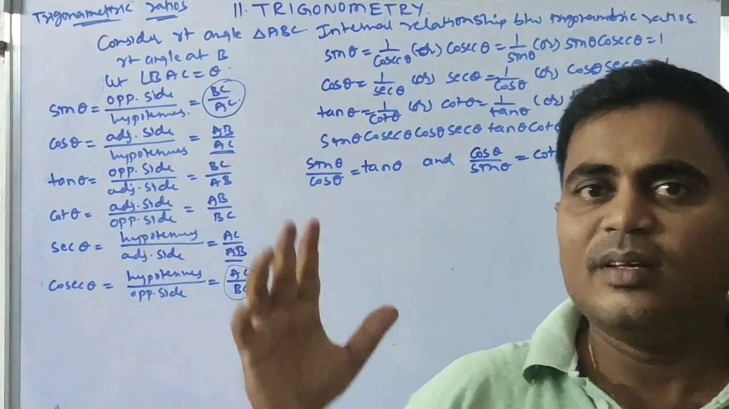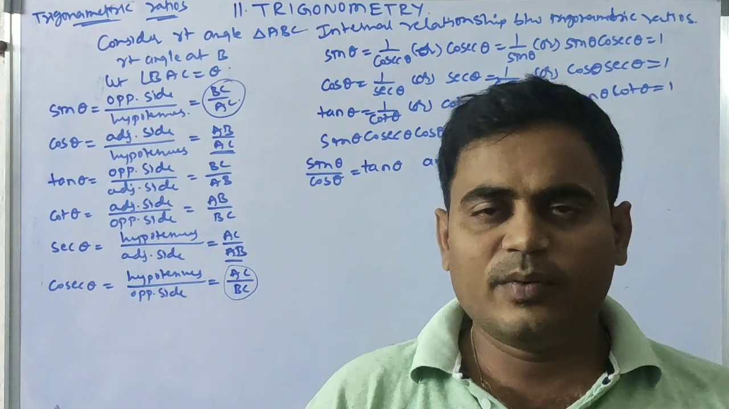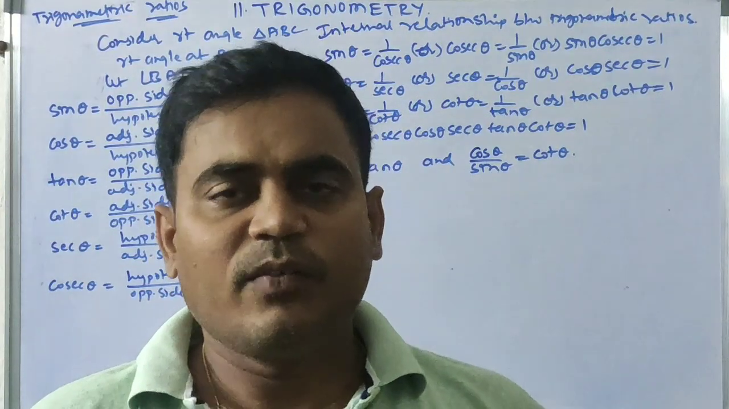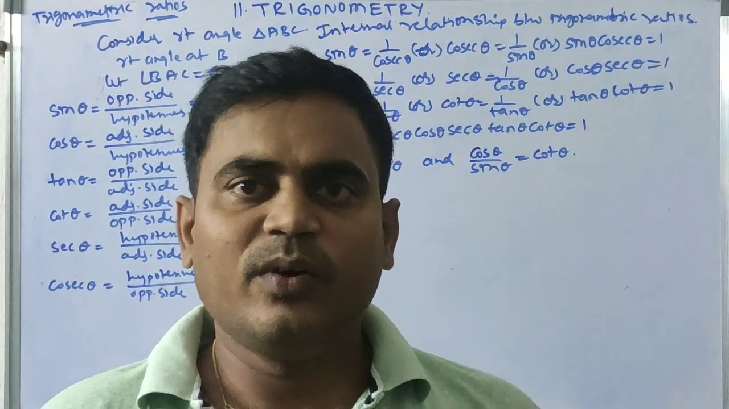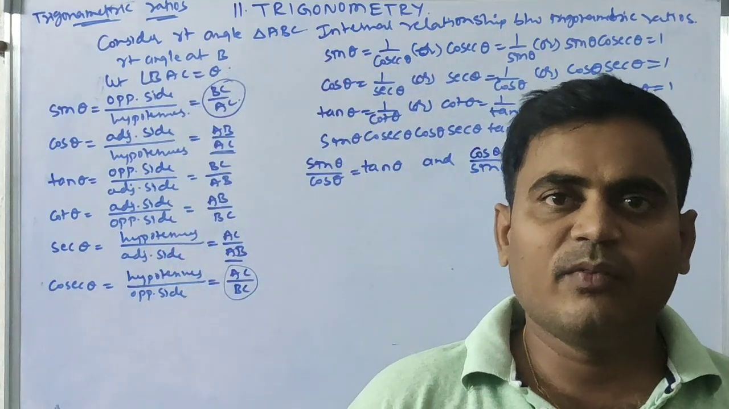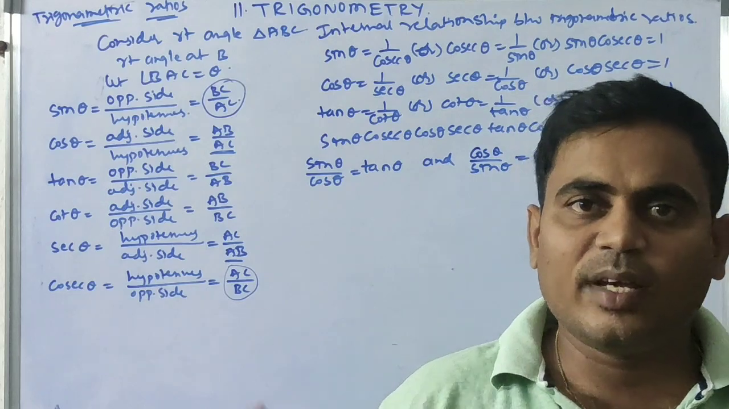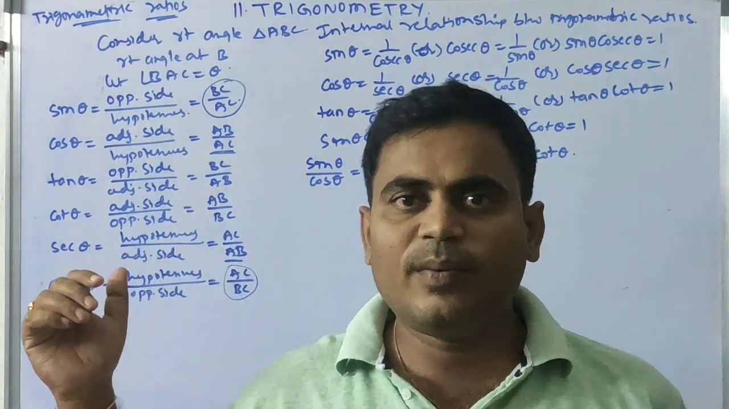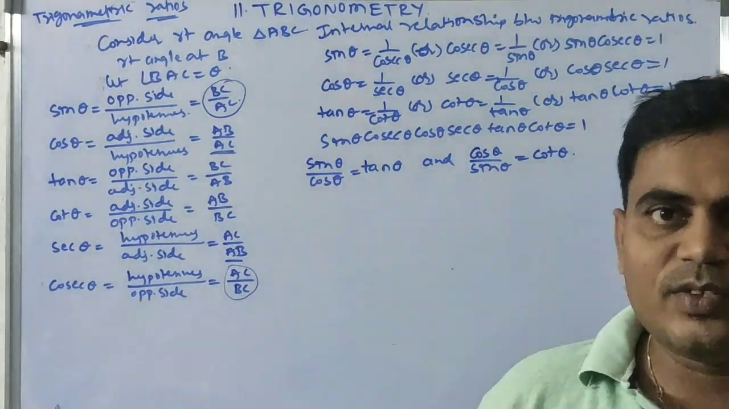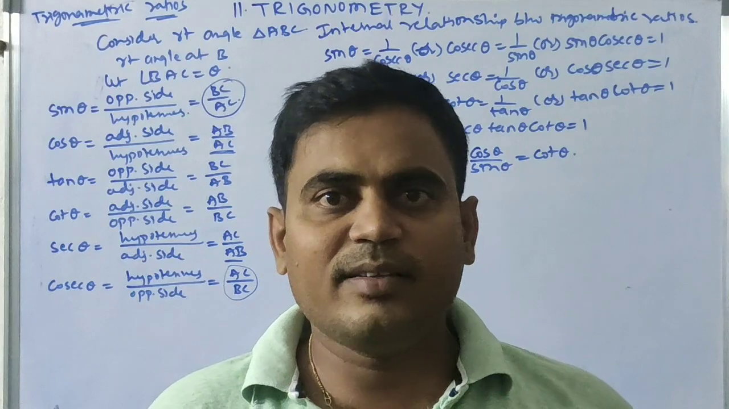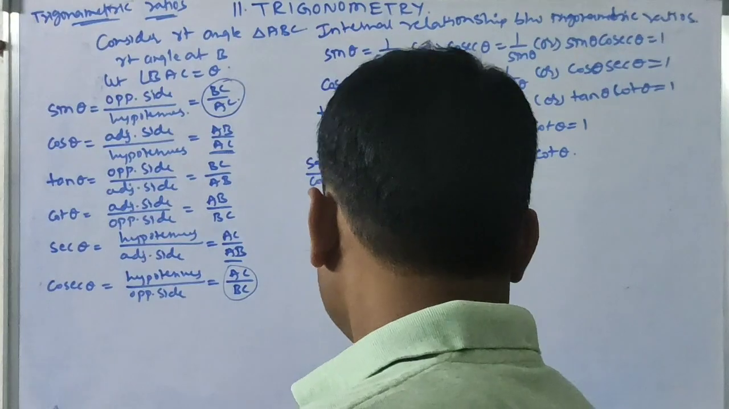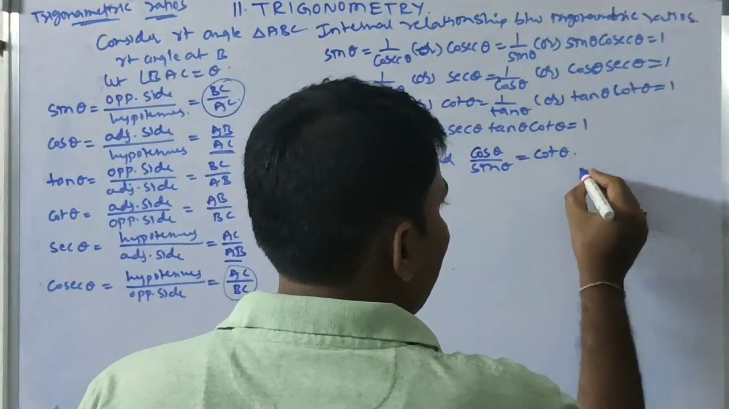Internal relationships are important. Sin theta equals 1 by cosec theta, cosec theta equals 1 by sin theta, cos theta equals 1 by sec theta, sec theta equals 1 by cos theta, tan theta equals 1 by cot theta, cot theta equals 1 by tan theta, tan theta equals sin theta by cos theta, cot theta equals cos theta by sin theta. The product of all the trigonometric ratios sin theta, cos theta, tan theta, cot theta, sec theta, cosec theta equals 1. Okay, now the Pythagoras theorem.